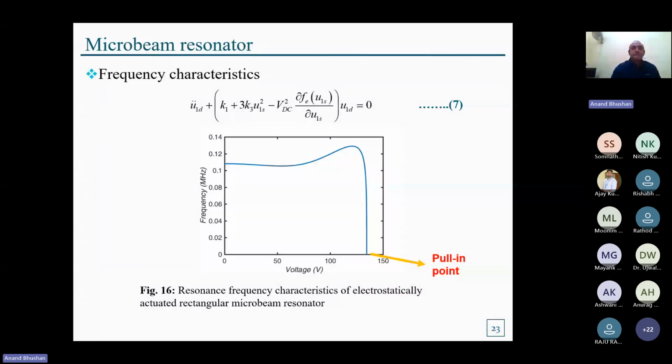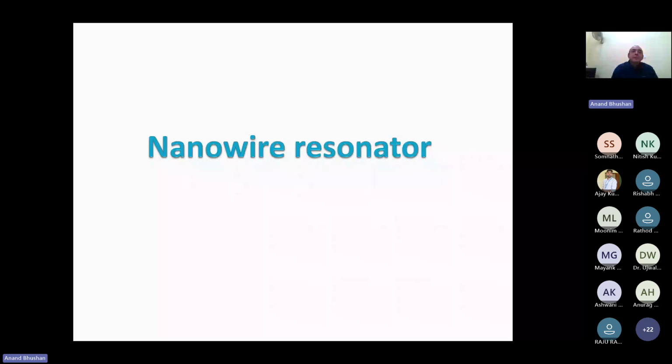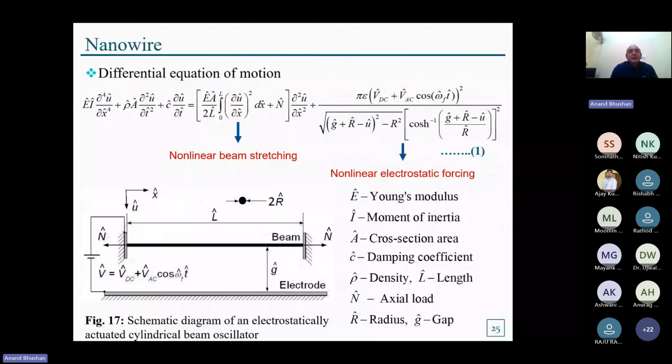Okay, next we present the nanowire resonator. The nanowire resonator has one simple difference from the microbeam resonator: the microbeam resonator has a rectangular cross section and the nanowire resonator has a circular cross section. In figure 17, we provide the schematic diagram of an electrostatically actuated cylindrical beam oscillator, which acts as a nanowire. So here the beam is actually the nanowire.